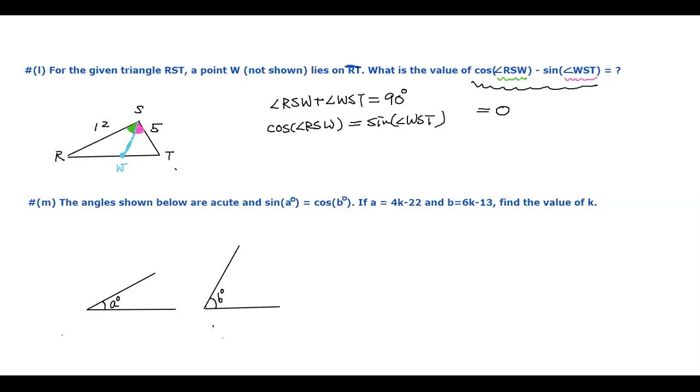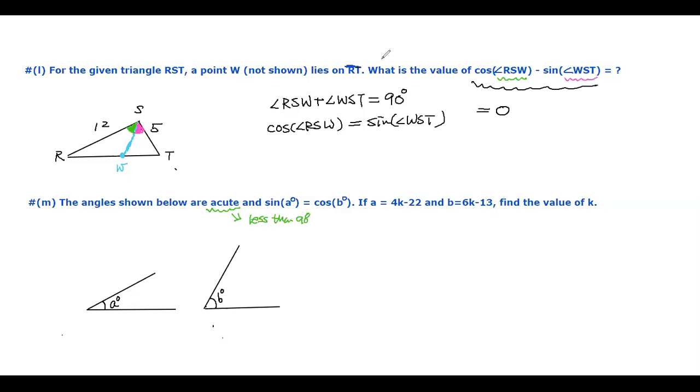Okay, so let's take a look at problem number N here. We say the angles shown below are acute angles, right? So that means both A and B are acute. I hope everybody still remembers what acute angle means. That means it is less than 90 degrees, correct?